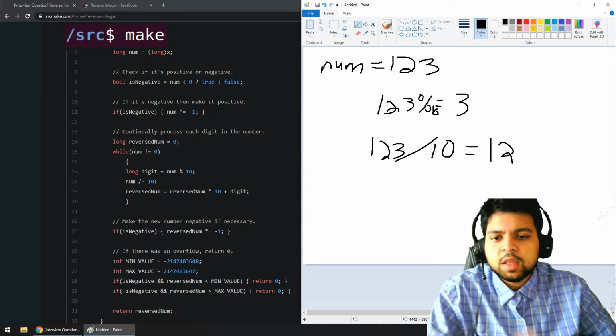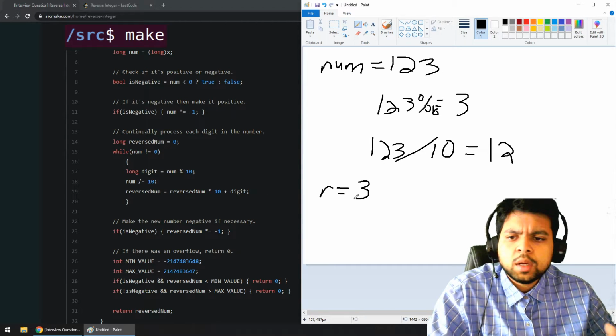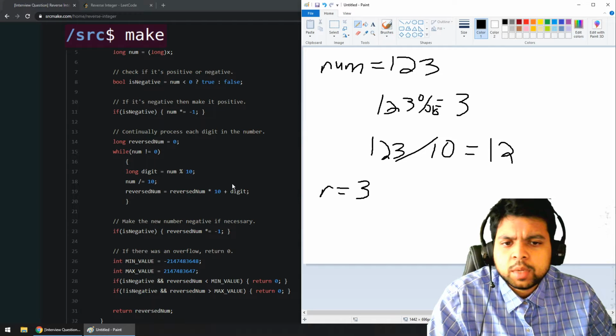We basically shift everything over, and we add the digit. So reverse number, which I'm just going to say is r, is going to be 0 times 10 is 0 plus 3 is 3. Let's just do one more iteration of this while loop to make sure we understand.